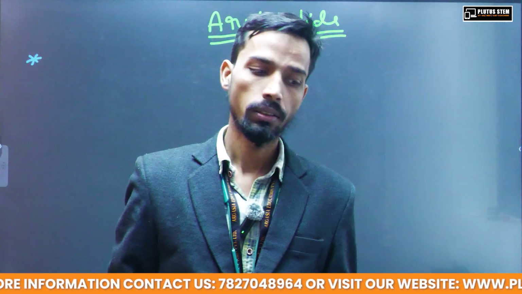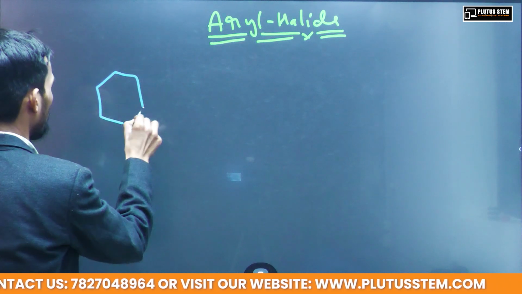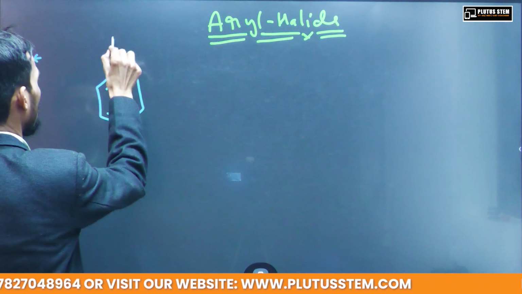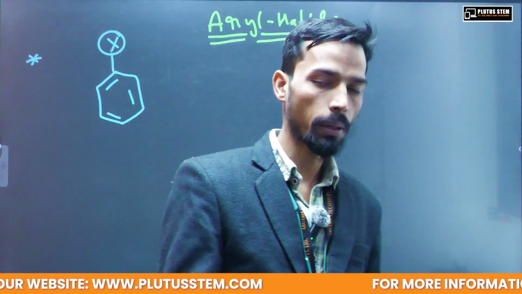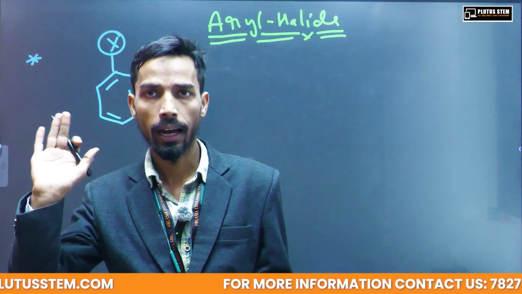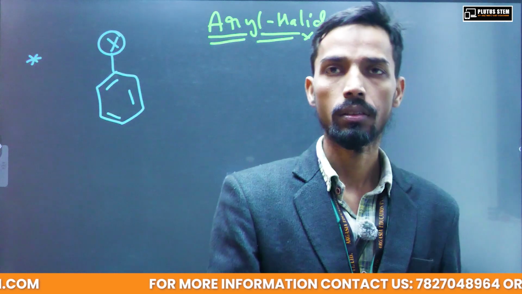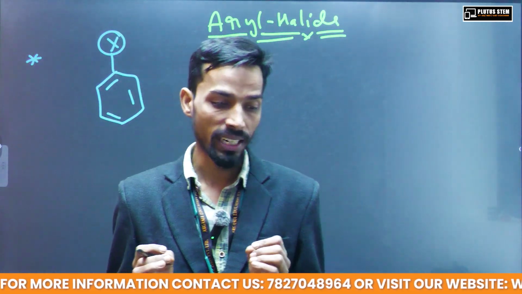Aryl halide. This is the benzene ring, and here some halogen is being added, monohalogen. So what is the name of this compound? We call it halobenzene, haloarene, or aryl halide. So various ways are there to represent the name.